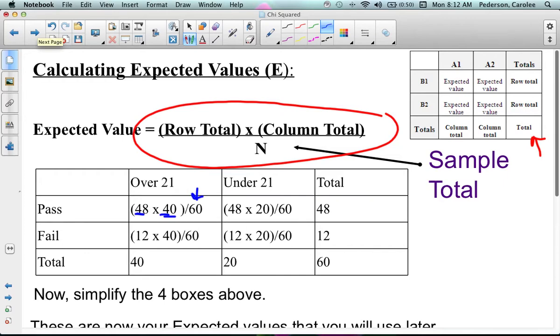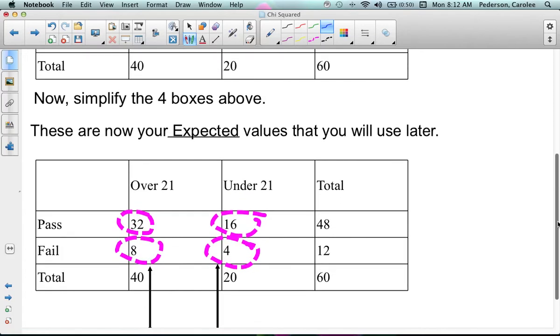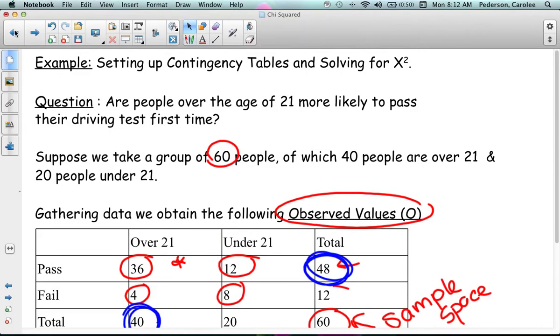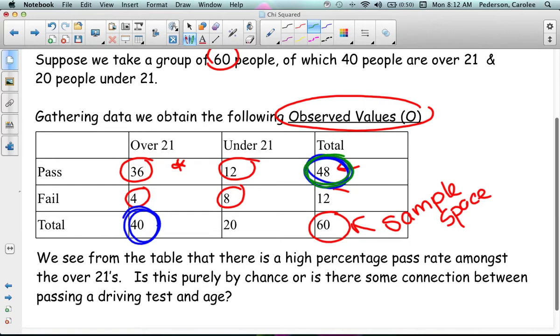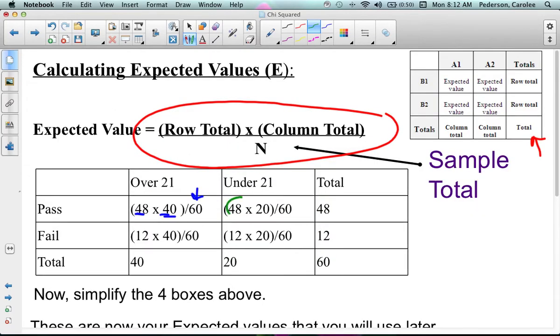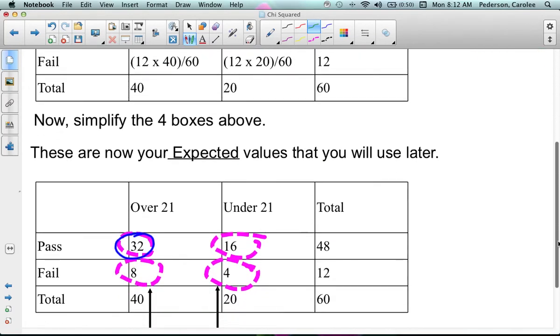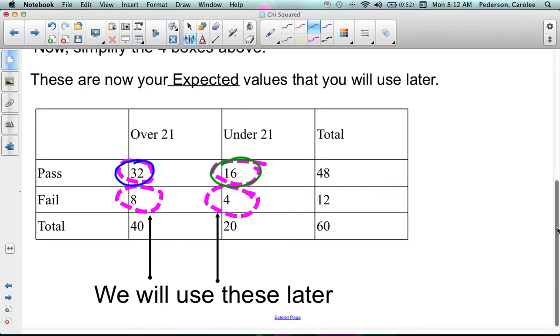And then down here is that number 32. Then you go again. Row total of 48, column total of 20. 48 and 20 divided by 60, and now we're at 16. And then you do that for the 2 more boxes. These 4 numbers that are in the purple are what we're going to use later. They're called your expected values.